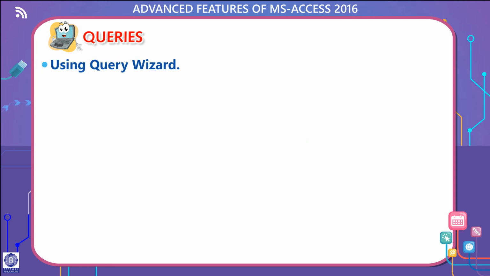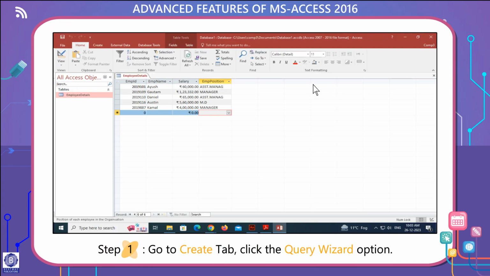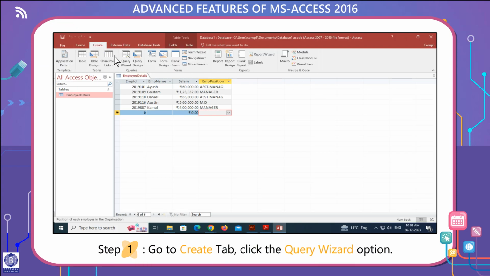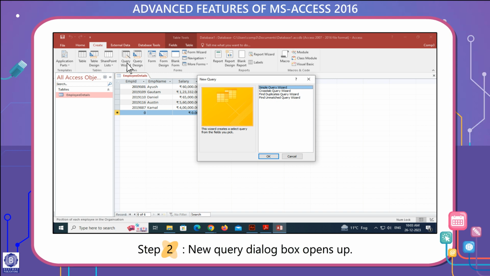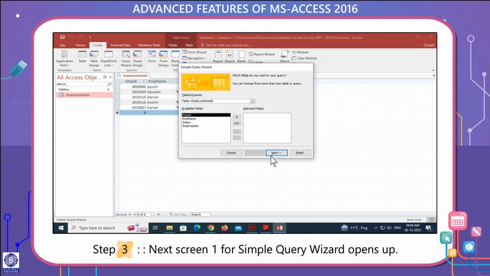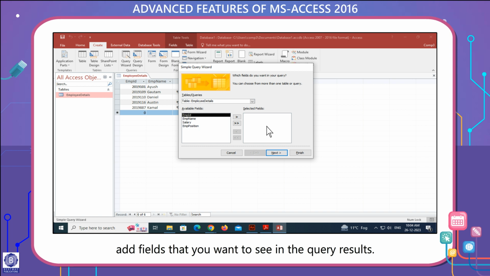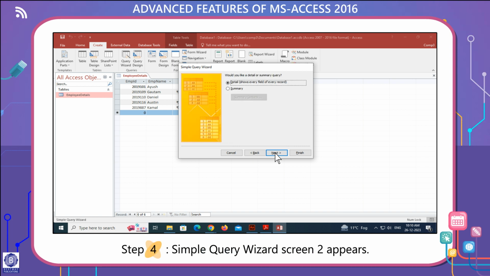Using Query Wizard. Follow the steps to create a query using this method. Step 1. Go to Create tab, click the Query Wizard option. Step 2. New Query dialog box opens up. Select Simple Query Wizard and click OK. Step 3. Next, screen 1 for Simple Query Wizard opens up. Select the table where your data is present and then add fields that you want to see in the query results. Then click Next. Step 4. Simple Query Wizard screen 2 appears. Select Detail and click Next.